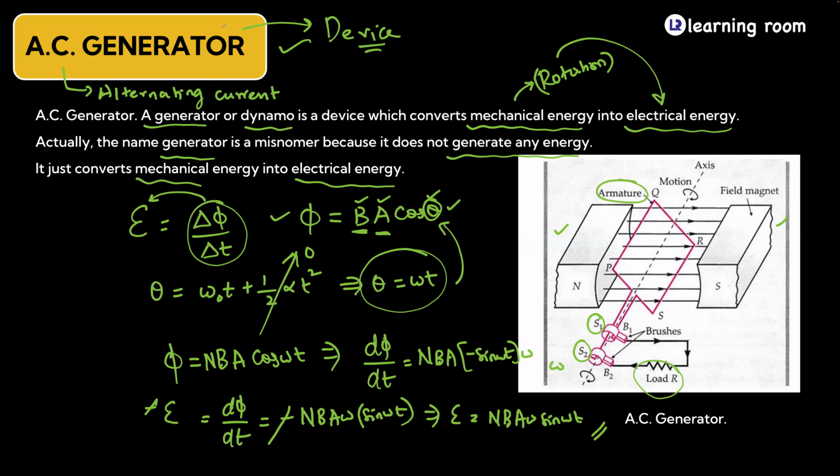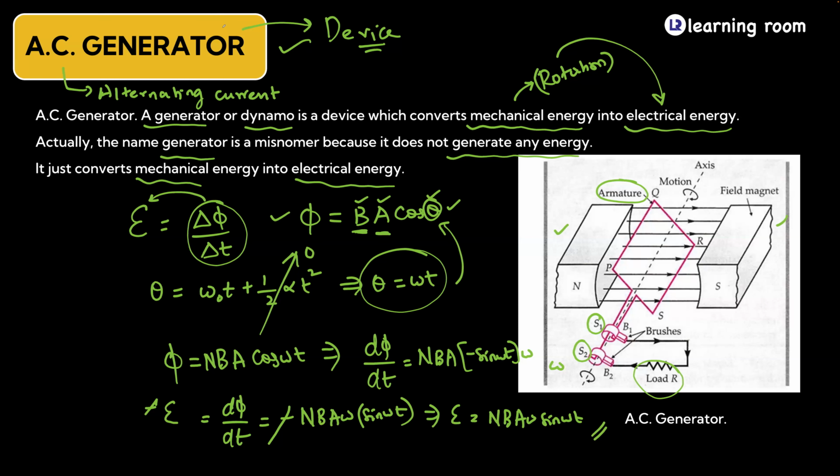After coming here, it will take a turn like this and come in this way. When it comes in this way, what is the angle between the area vector and the magnetic field? The area vector is this side, the magnetic field is this side. It is going to be 180 degrees, so cos 180 will come. Cos 180 is negative. After coming from here, again it will come back to the top position. When it comes to the top position, the value will come back to 0.